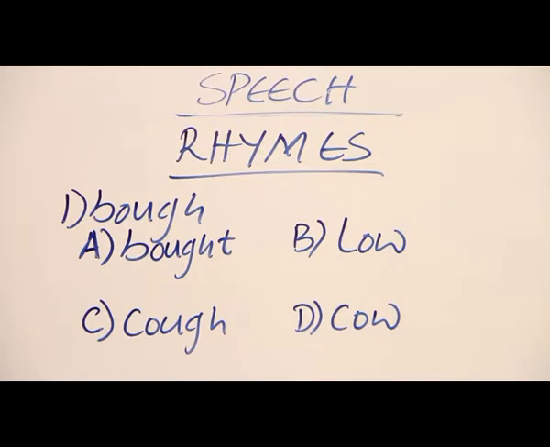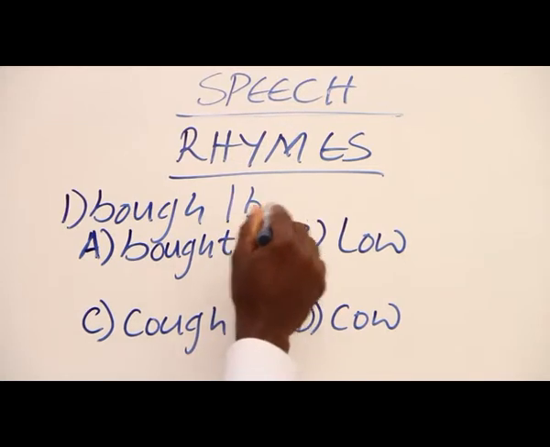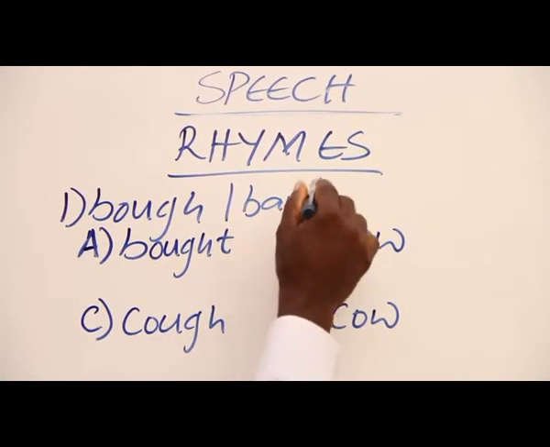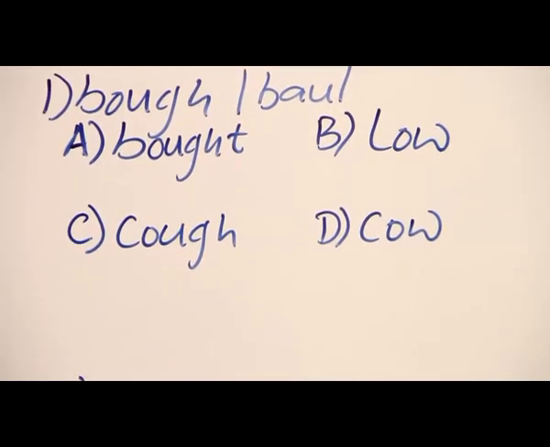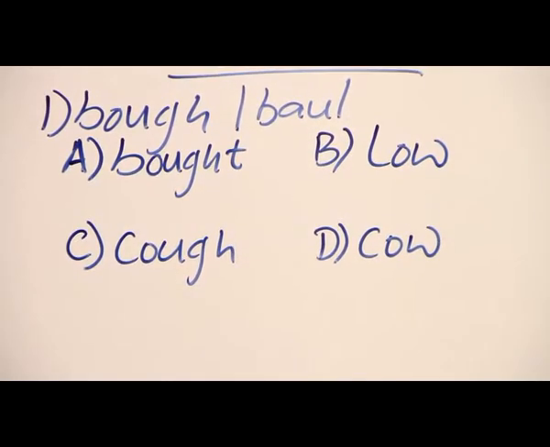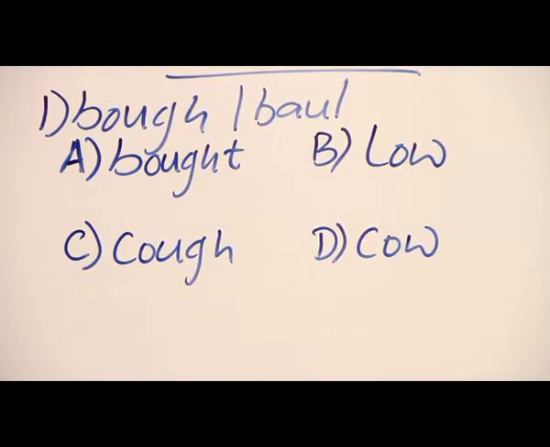Now we take question 1. The given word, what is the pronunciation of that? This word we pronounce as bow. Bow. That being the case, what is therefore our answer? In terms of rhyme, we take option A.